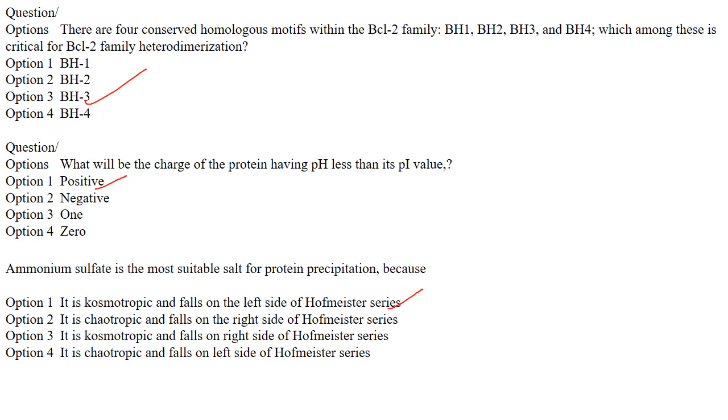Then ammonium sulfate is the most suitable salt for protein precipitation because it is cosmotrophic and falls on the left side of Hofmeister series. Now cosmotrophic causes water molecule to favorably interact, which in effect stabilizes intramolecular interactions in the macromolecules such as proteins. Then ammonium sulfate is the traditional cosmotrophic salt for salting out of protein from an aqueous solution. And the Hofmeister series is a classification of ions in order of their ability to salt out or salt in proteins.